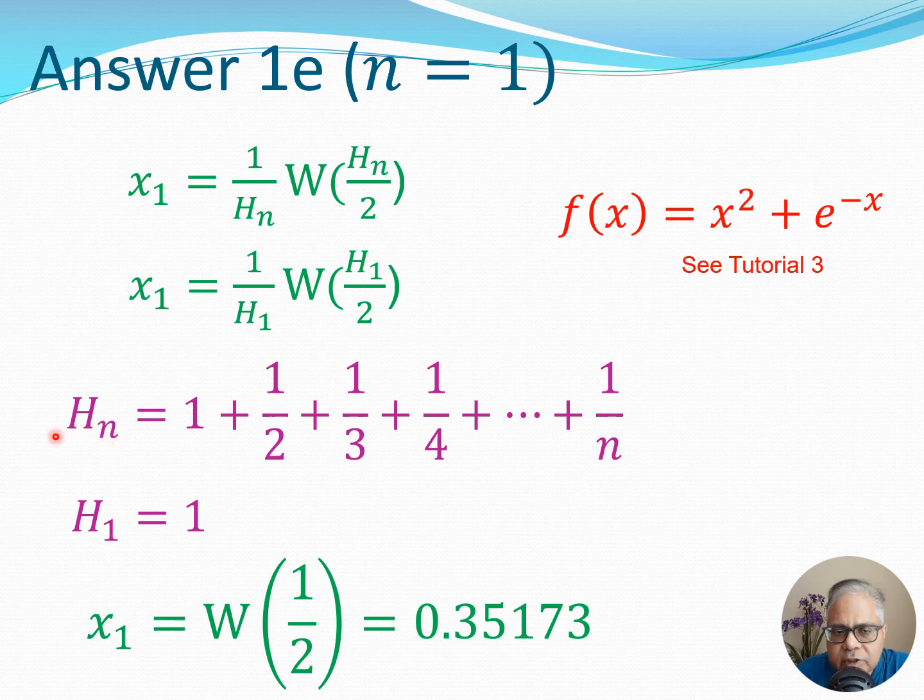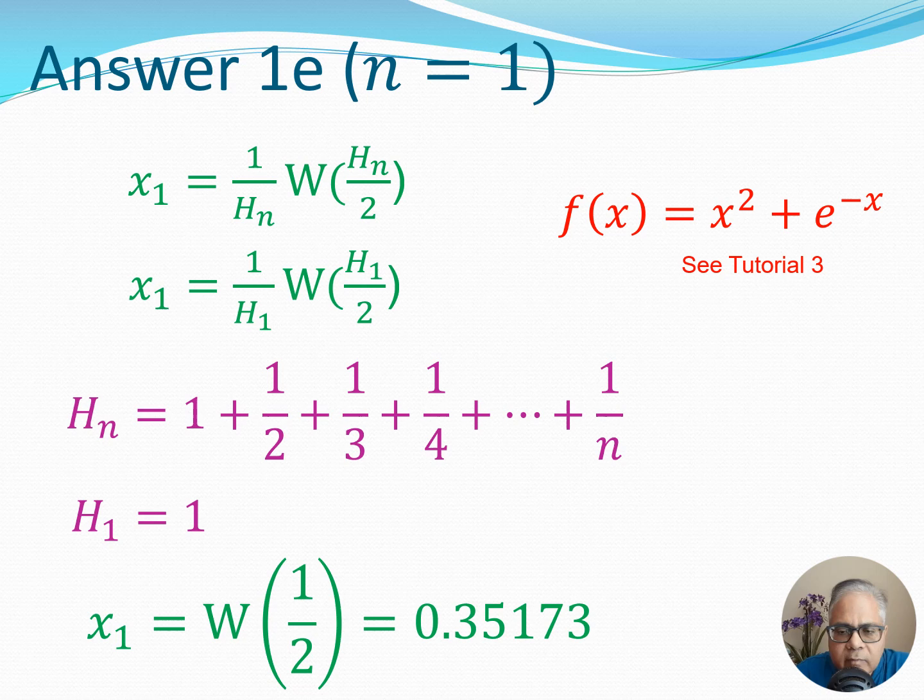Now, of course, since hn was given by this series representation, h1 is simply going to be 1. That's only the first term of this series. So then I can get x1 is W half from this equation here. H1 was 1, so this 1 by 1 becomes 1 here. So only W of 1 by 2 remains. So W half is of course the value of the Lambert W function at half, and that comes to 0.35173.